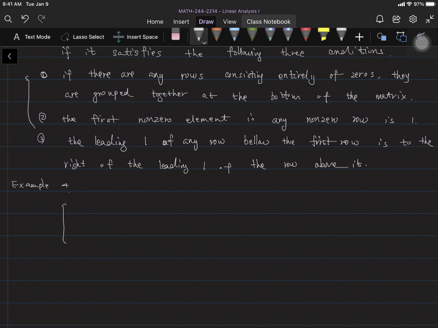I'm going to give you several. Okay, let's take a look at this one. Firstly, there's no 0 row, so the first condition is okay, right? So no 0 rows. Second condition is the first number in each row, they are all ones. 1, 1, 1. Right? And the leading one of any row is to the right side of the leading one above it. So you can see this is on the right side of that one, and this one is on the right side of that one. Right? So it satisfies all the conditions. Actually, this is a row echelon. Okay, so this is row echelon.